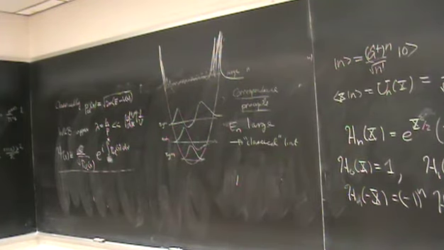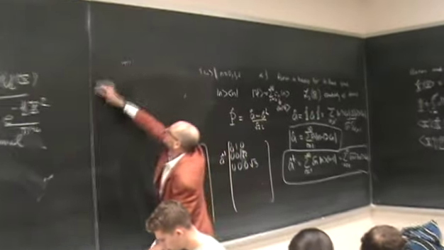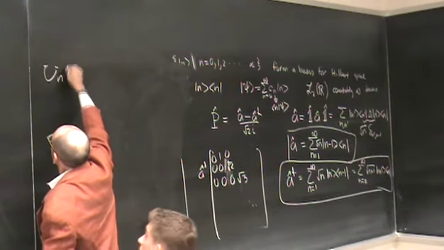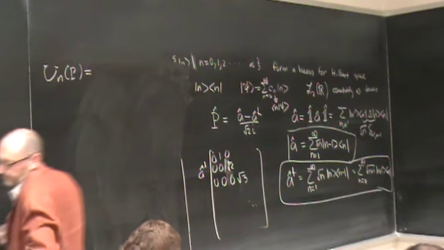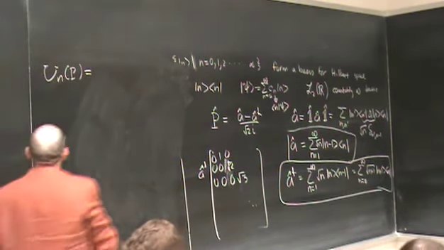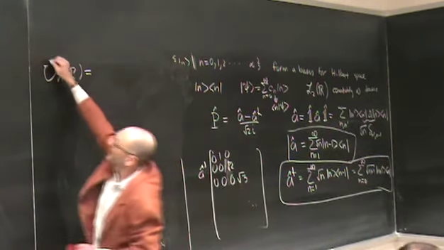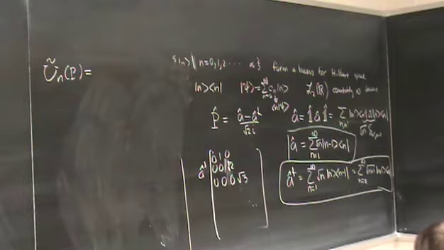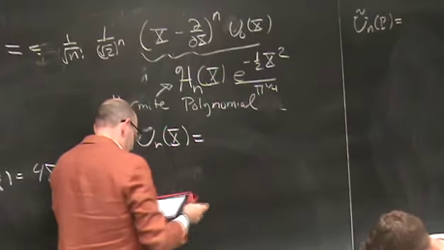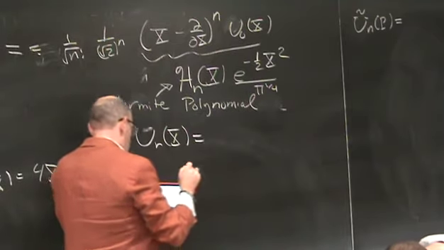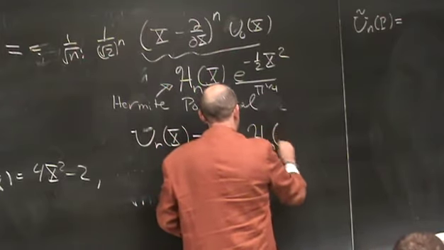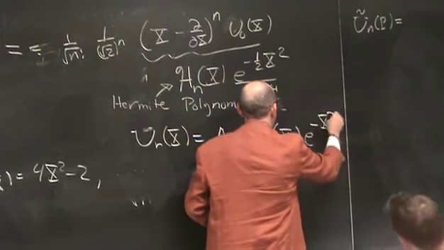Now, I'll leave it as a simple exercise for you to show the following, that in the momentum space representation, and before I do that, let me just quickly say, what we have here is that in the position representation, U n is equal to some normalization constant, A sub n, times a Hermite polynomial, times e to the minus x squared over 2.